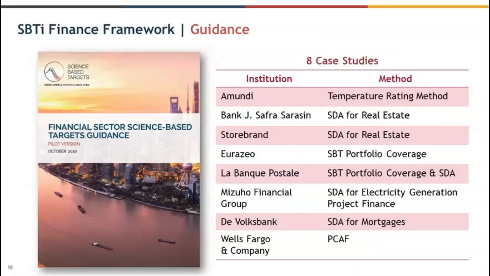with Mizuho being our Asian case study, where they looked at the sector decarbonization approach, that's our physical intensity approach for electricity generation project finance. Wells Fargo, the U.S. bank, looked at PCAF, which is an acronym for Partnership for Carbon Accounting Financials, which is a financed emissions method which is optional for financial institutions to use as an input for the physical intensity approaches here. And I can circle back to that if folks have questions.